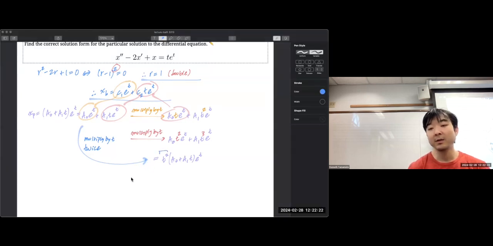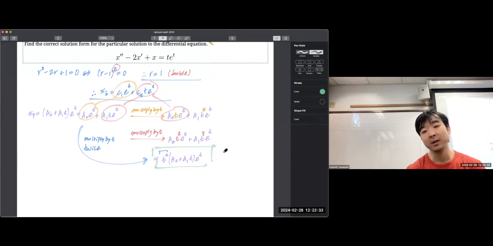And so that's your correct solution form for XP. This now has no terms that conflict or match with your homogeneous. So if you plug it in, you won't get a false statement, you won't get a contradiction. So this is the correct solution form, the correct XP form.